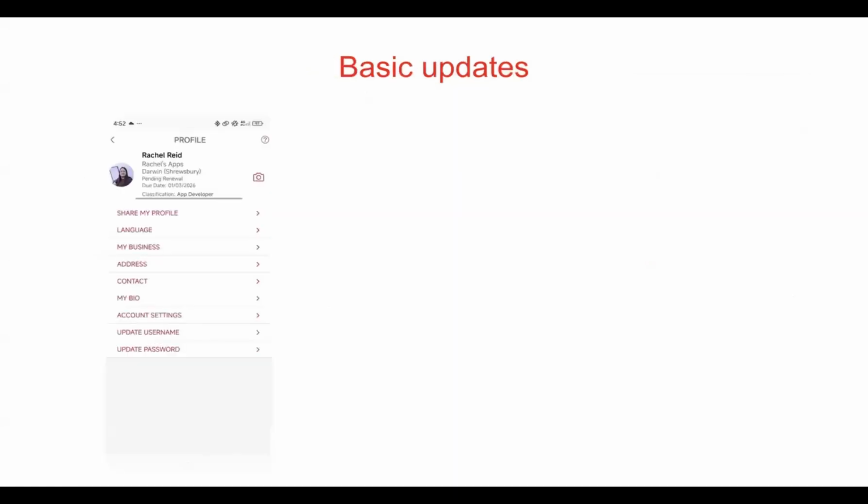So, a basic update. If you open the app, this is the main screen. If you tap on your profile, this is the menu you'll see. The first thing is updating your photo. If you tap on that little camera icon here on the right, you'll see that it brings up your existing photo. And there's two options here.